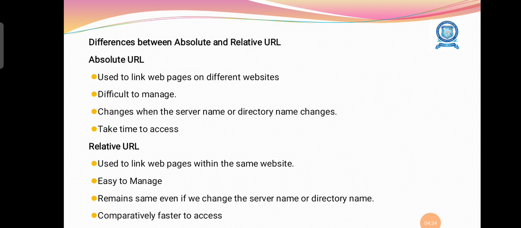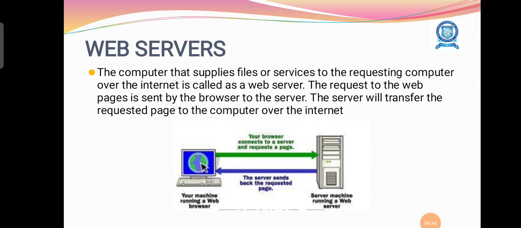Absolute URL is used to link web pages on different websites, while the relative URL is used to link web pages within the same website. Absolute URL is difficult to manage, but relative URL is easy to manage. Web servers. Web servers are the computers that supply the files or services to the requesting computer over the internet.